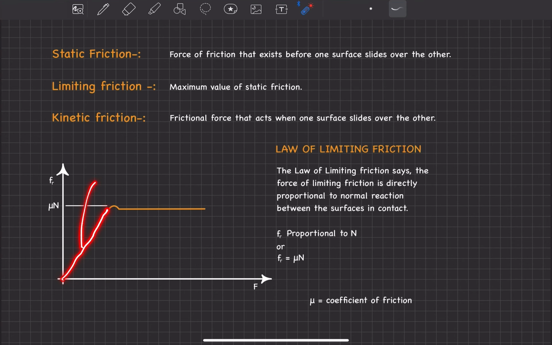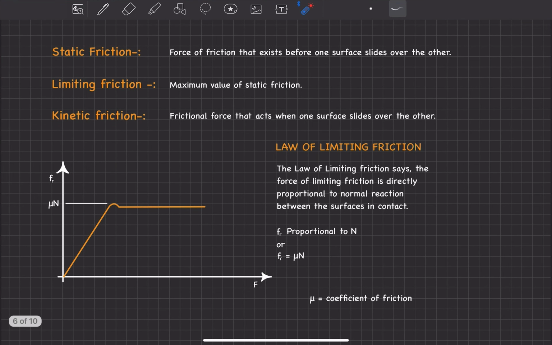So this straight line portion stands for the static friction part, because here the block is not moving. Our external force is being balanced by the frictional force. At the maximum point of static friction, this value is what we call limiting friction. And after limiting friction, even if I still increase my force, the kinetic friction value just drops from the static value. It drops a little bit, but then it continues to be constant.